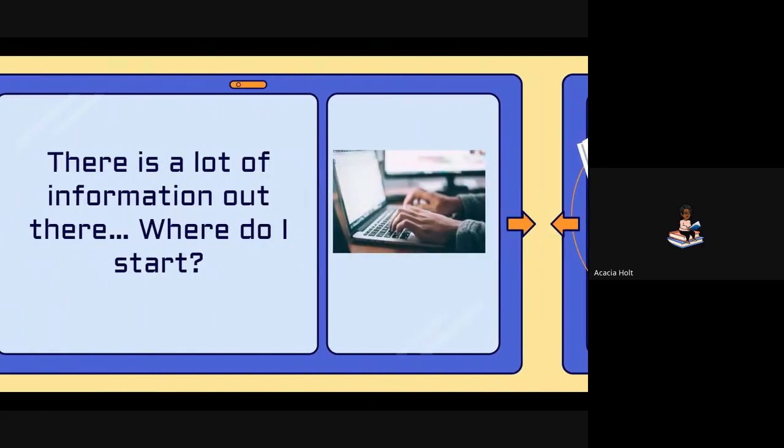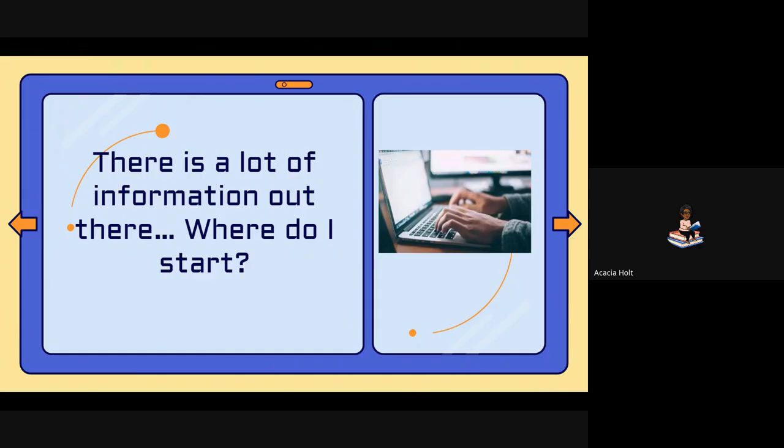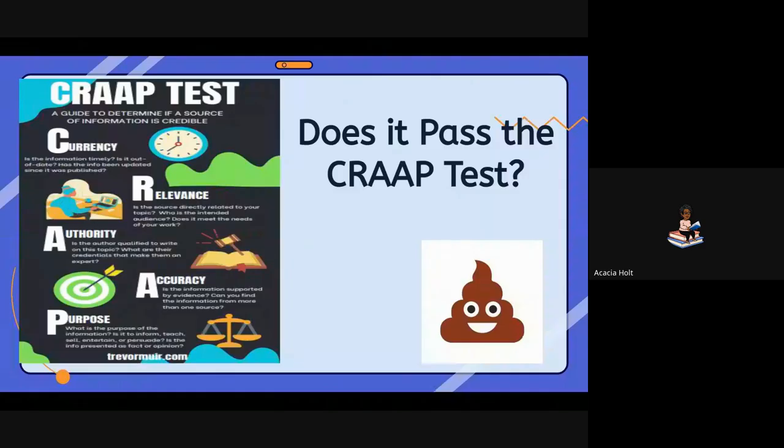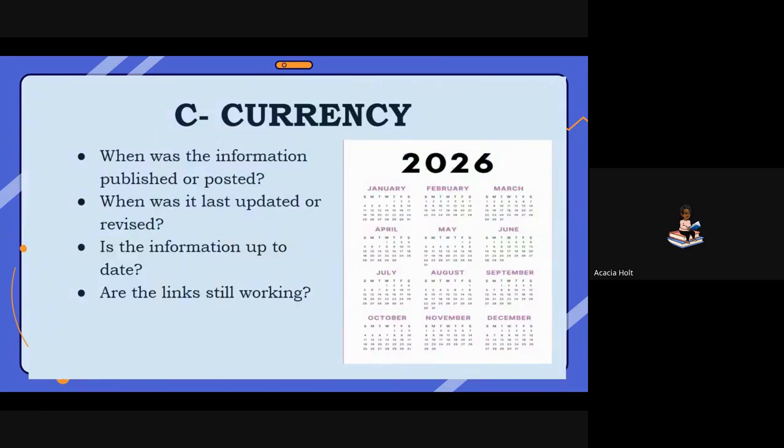Okay, so there's a lot of information out there. Where do I start? If I can't use Google, Miss Holt, where am I supposed to start? So I'm going to tell you that we librarians use a very sophisticated process called the CRAAP test. CRAAP. C stands for currency, R relevance, A authority, A again for accuracy, and P for purpose. Now let's take a closer look at each of these components.